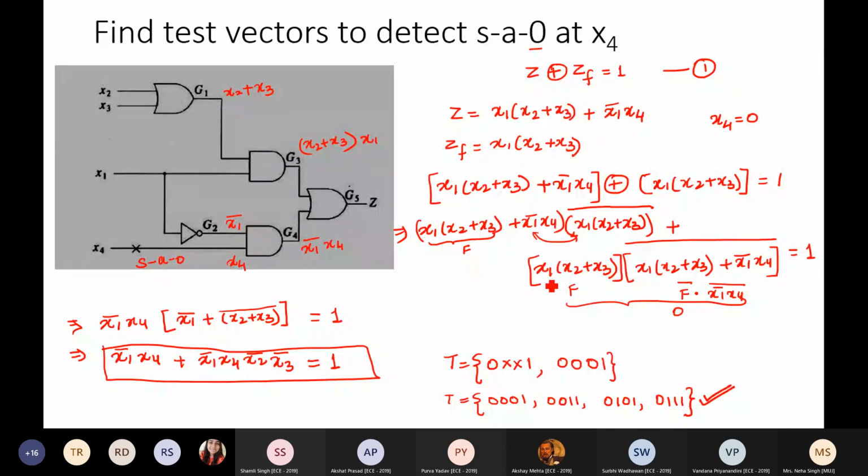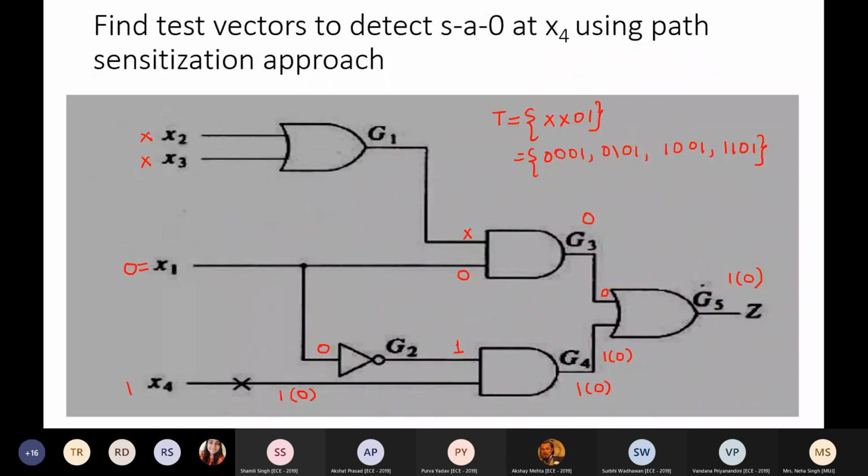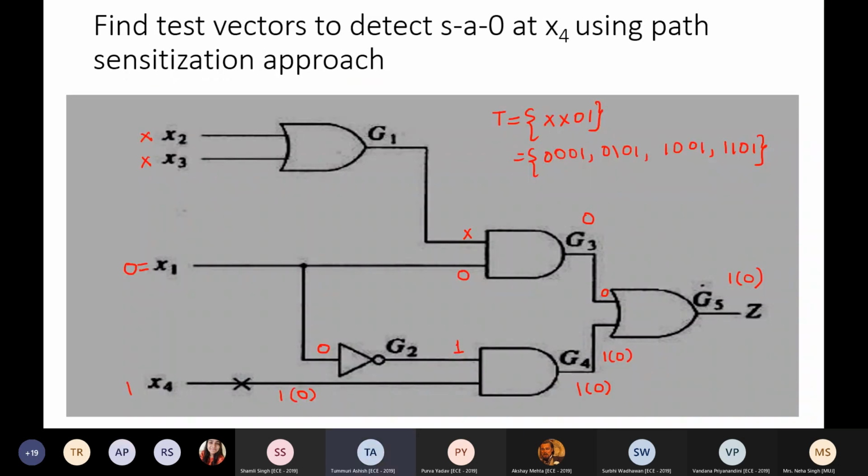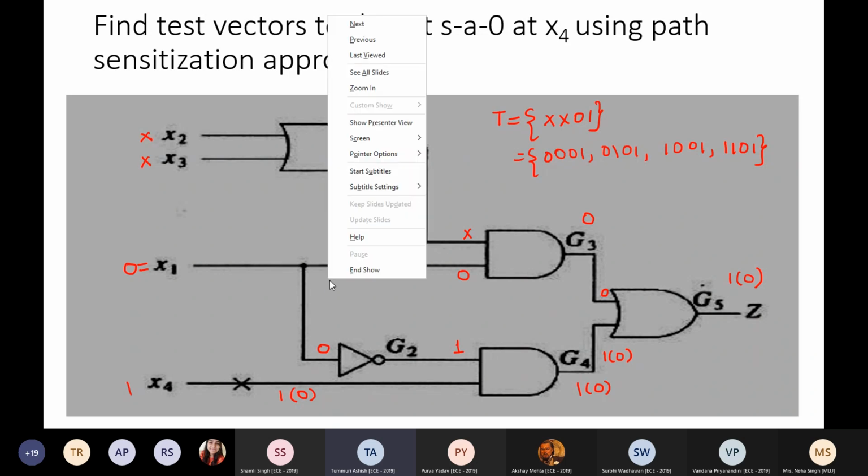ठीक है? अभी हमारे पास टेस्ट पैटर्न्स तो आ गए हैं, but now how do we implement it? How do these testing get implemented? Testing Ma'am, implement करने को हम yes. Ma'am, could you explain once again explain the sensitization approach? Okay.